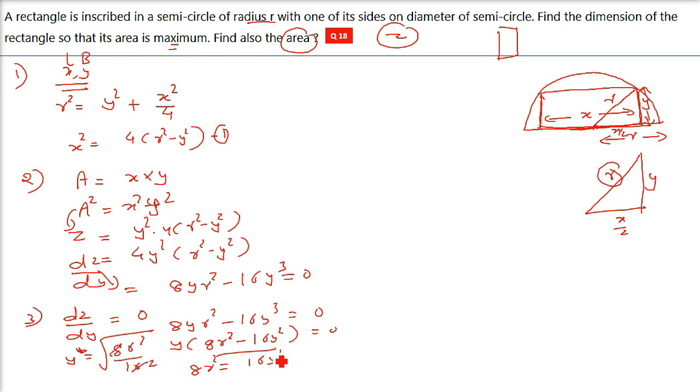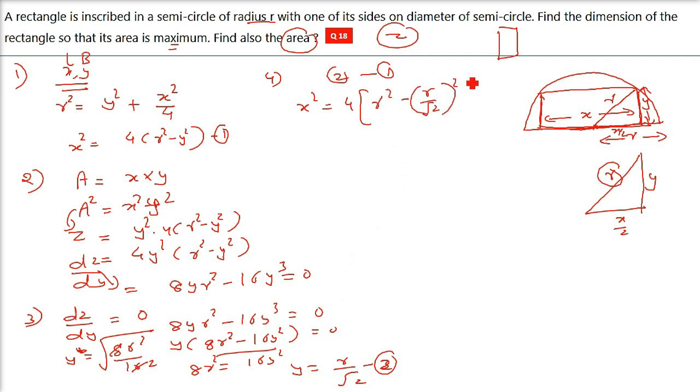So we have the y value, and since we have the y value, we can place it in the equation number 1 in order to get the value of x, because x and y are guessed by us or let by us. So we need the proper value of them in terms of the given value, which is small r. So now I am replacing y as r by root 2 in the equation number 1 in order to get the value of x as well, because the question is asking about the dimension, and dimension of the rectangle is x and y in terms of r is admissible only in this question.